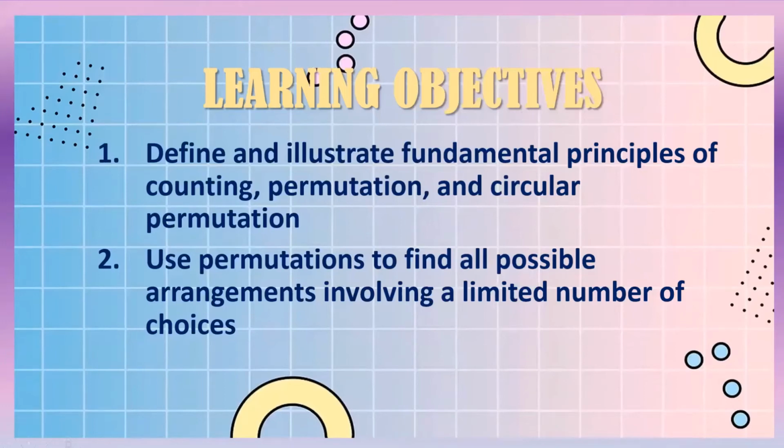Of the following objectives? Please read for us, Jonas. Can you see? Please read. Yes, please read. Learning objectives. Define and illustrate fundamental principles of counting, permutation, and circular permutation. Use permutations to find all possible arrangements involving a limited number of choices.